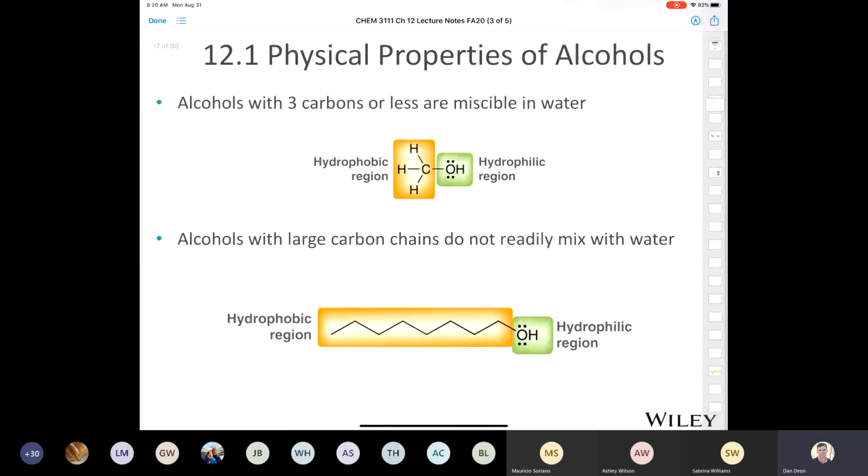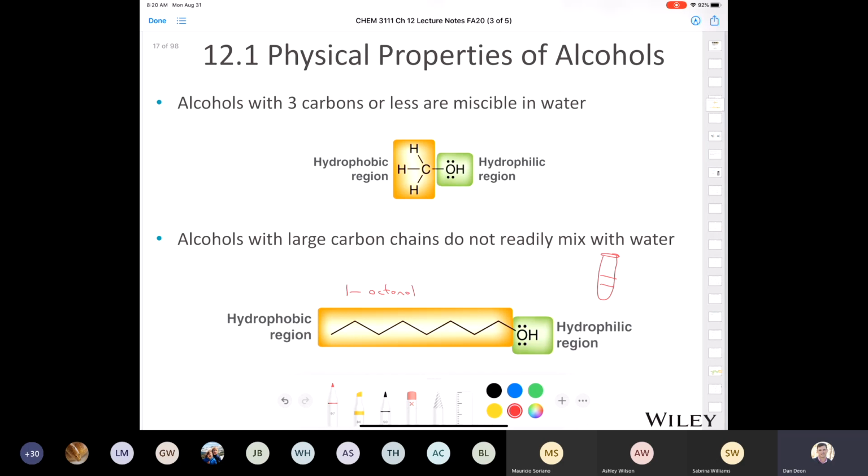Physical properties of alcohols. Alcohols, generally speaking, with 3 carbons or less are going to be miscible with water. Of course, if you have an alcohol with a long hydrophobic region, it is not going to readily mix with water. Like if you were to take 1-octanol, this is 1, 2, 3, 4, 5, 6, 7, 8. Hey, what do you know? This is 1-octanol. If you were to mix 1 milliliter of 1-octanol and 1 milliliter of water, you would clearly see 2 phases.